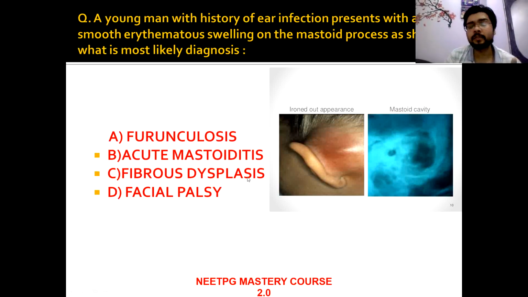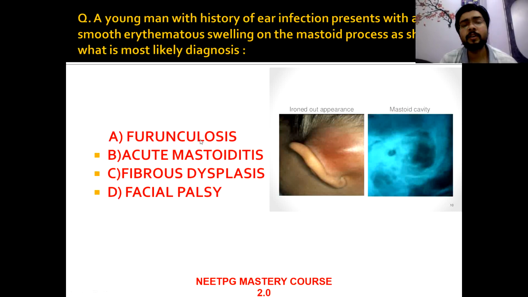Now, what do you all think it can be? If we go with the clinical scenario they have given, they say it is a smooth erythematous swelling. So basically, you all know a condition called ironed out mastoid. So what do you mean by this? Basically, there will be a smooth bulging out of the posterior auricular region, and here you will get an ear infection history. So they were saying ear infection history, but the clinical picture is acute mastoiditis.